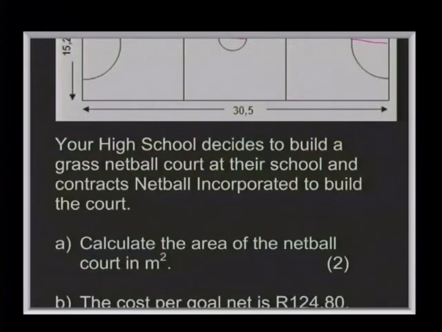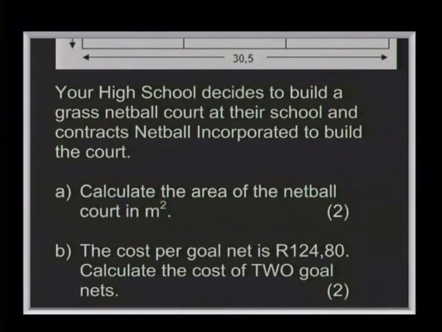Once I've got those written in, it's easier for me to remember, and I've kind of dealt with everything that's in the question. Let's go see what the questions actually ask. Your high school decides to build a grass netball court at their school and contacts Netball Incorporated to build the court. And I'm going to read through the whole question, and then I'm going to go one step at a time, and we're going to answer one step at a time.